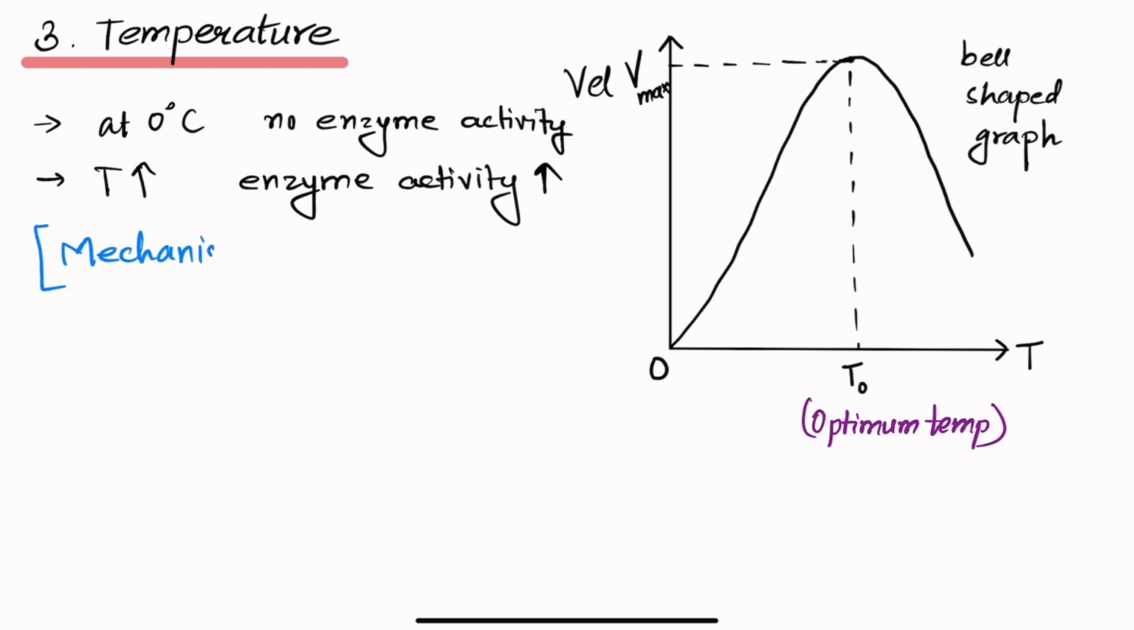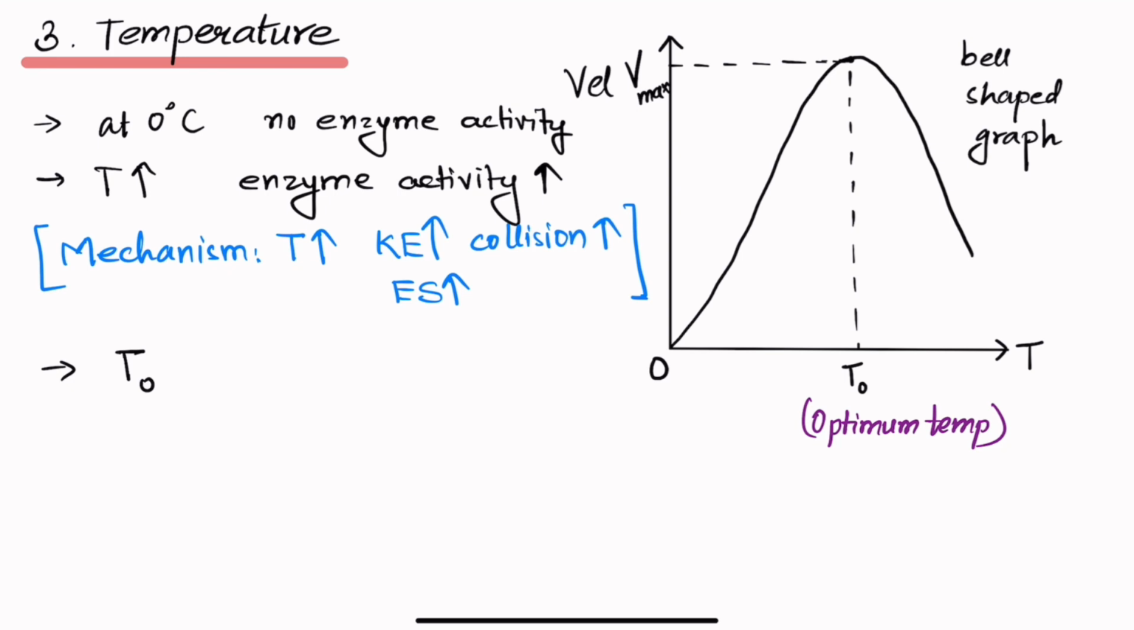Mechanism. When you increase the temperature, the kinetic energy of the molecules, that is enzyme and substrate, increases. As a result, the collision between enzyme and substrate also increases. As a result, the formation of enzyme substrate complex also increases. Then comes a temperature T0, which is the optimum temperature, when the enzyme activity is maximum. So there is maximum enzyme activity.